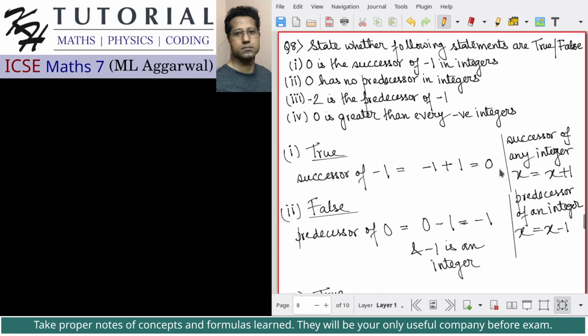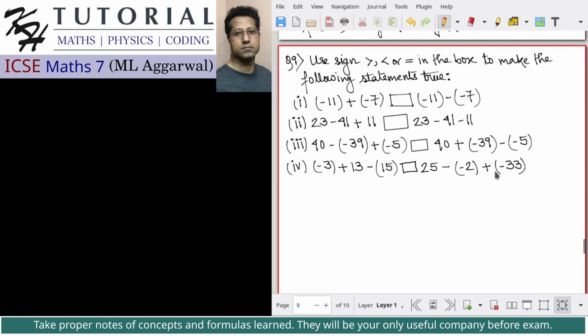Okay, let's see question number 9. We have to fill in the boxes with either greater than sign, less than sign, or equal to sign. Part 1: to find what will be in the box, we have to simplify both the LHS and RHS. While doing this kind of problem, you can consider everything to the left of the box as the LHS and everything to the right of the box as the RHS. So for part 1, what is LHS? LHS is minus 11 plus minus 7.